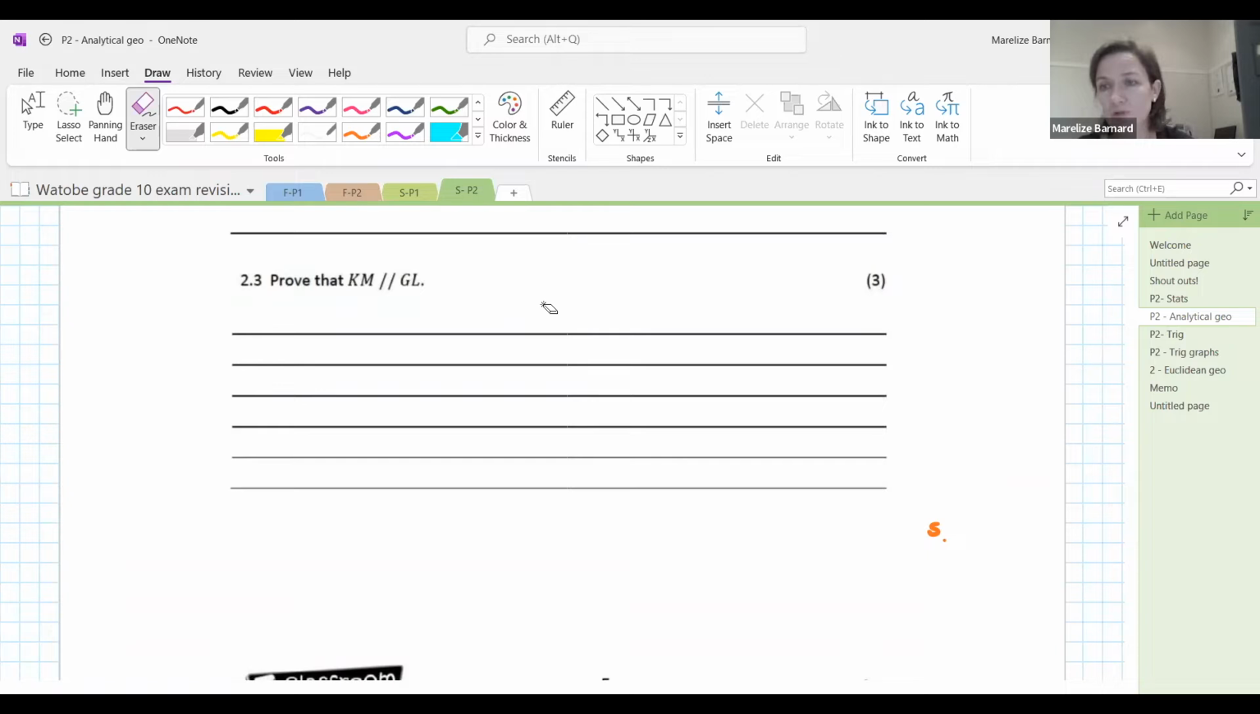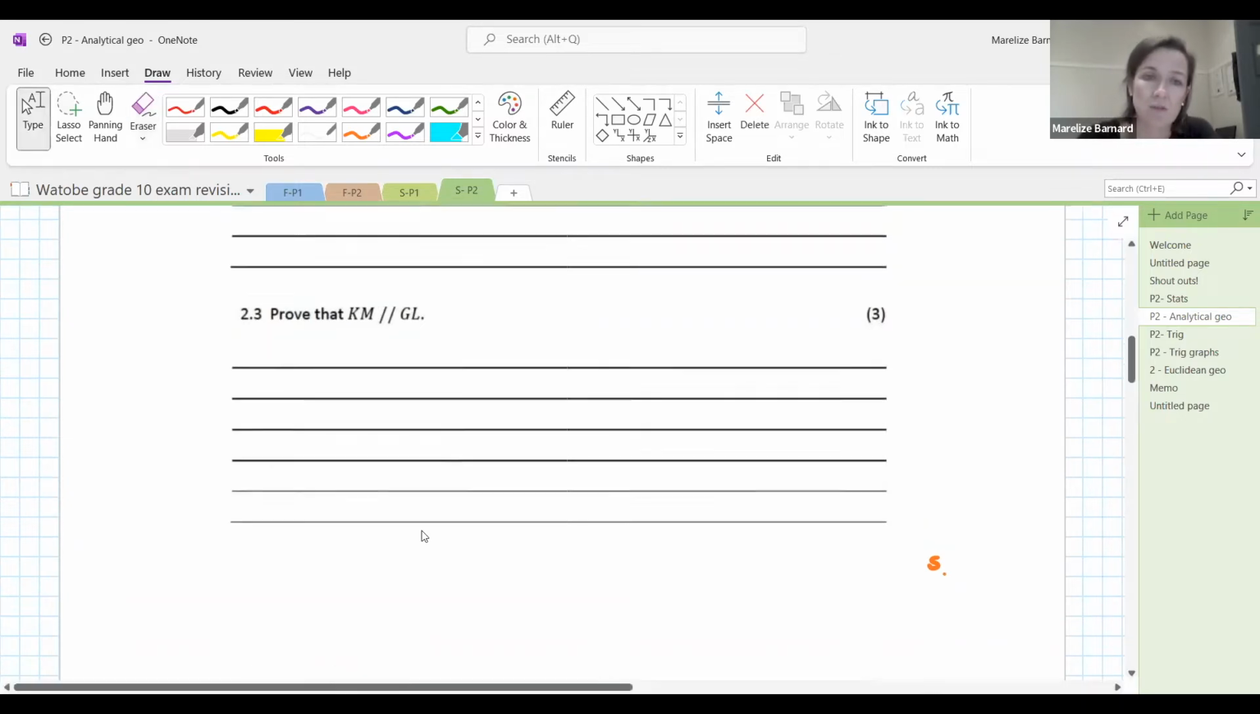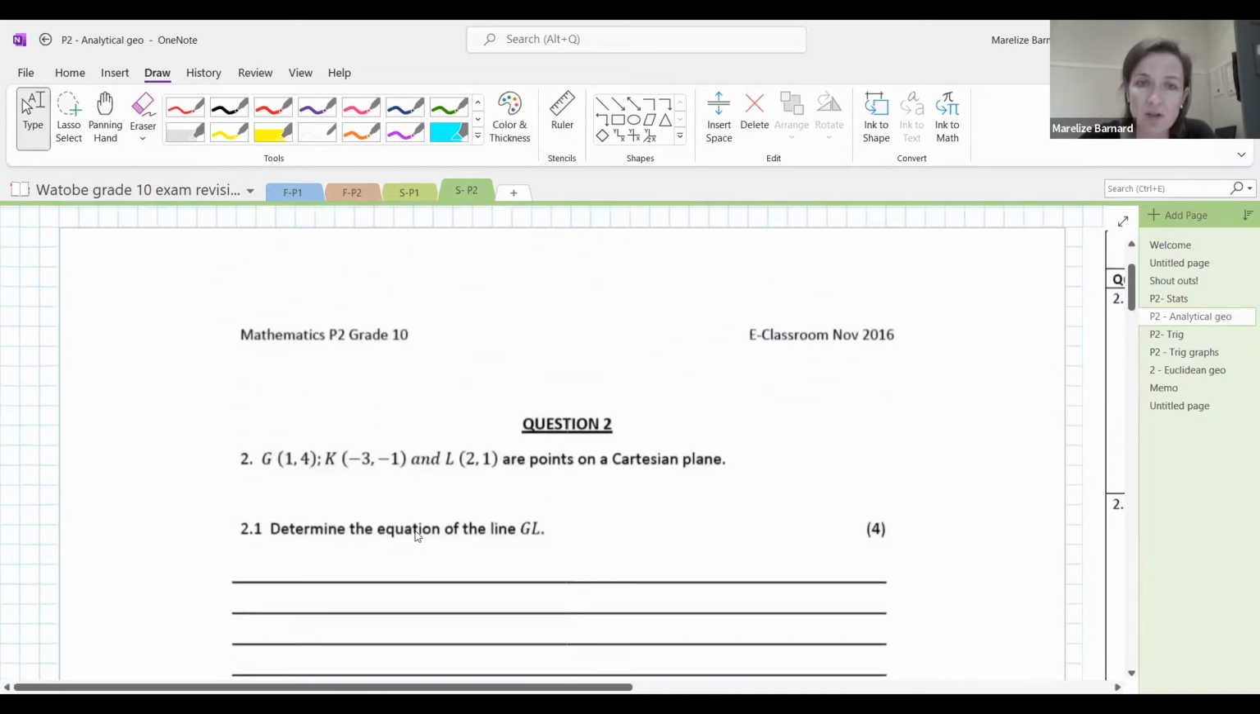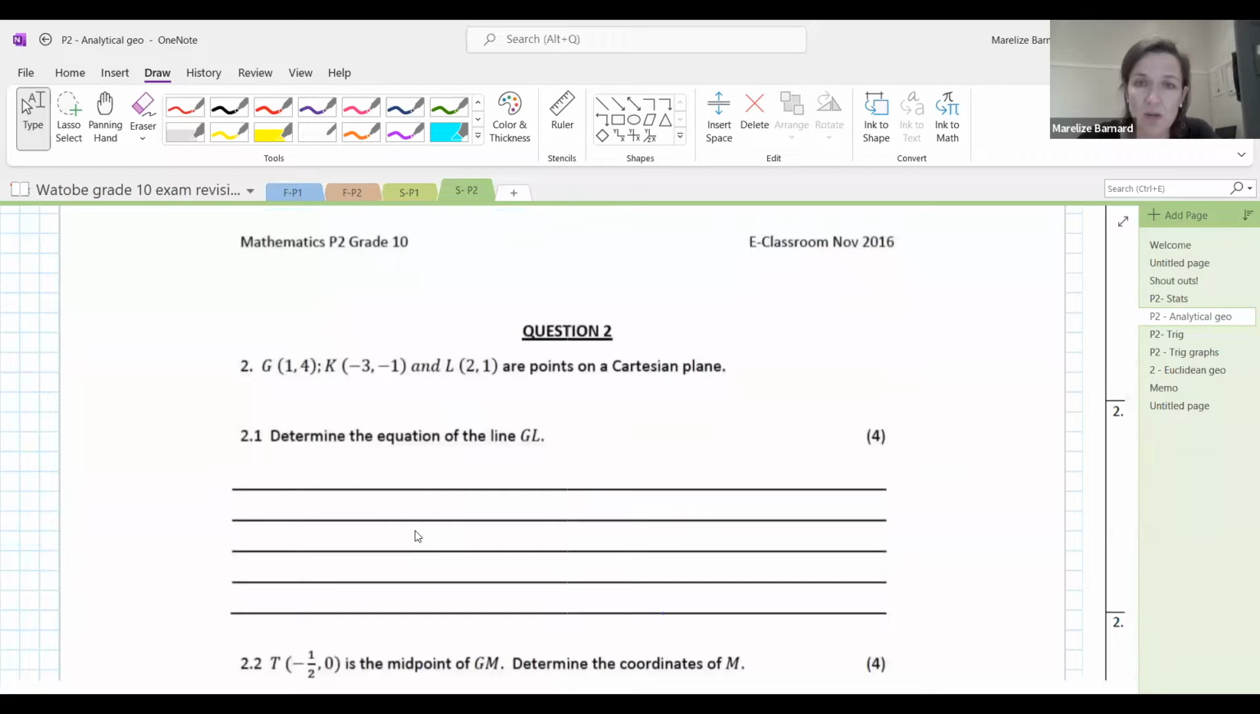Trigonometry, analytical geometry, Euclidean geometry. Just pop it in the chat and let me know what it is you want to go over. In the meantime, we are going to start with this analytical geometry question that we've got here, because Brandon asked for a bit of analytical geometry. Okay, so we've got 3 points, points G, K, and L, and they're points on the Cartesian plane. And the first question is to determine the equation of the line GL.